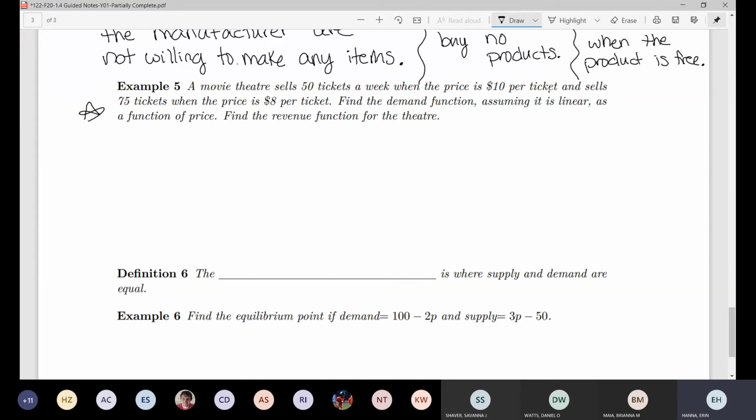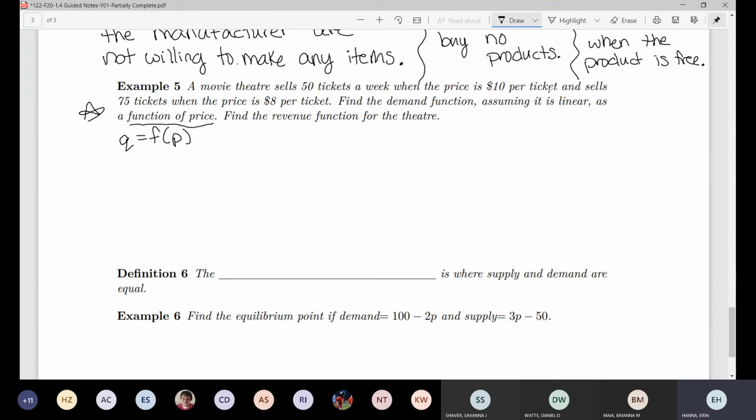So the first thing is, let me point out the format that we want the function to be in. Find the demand function, assuming it's linear, as a function of price. So demand is a function of price. Now we're going to use Q for demand because it's quantity versus price. So if demand is a function of price, Q equals f of P. Demand is a function of price, f of P, is the way you want to think about it.